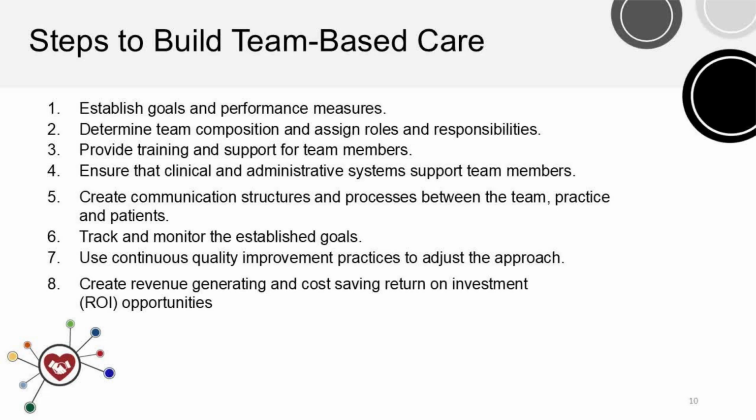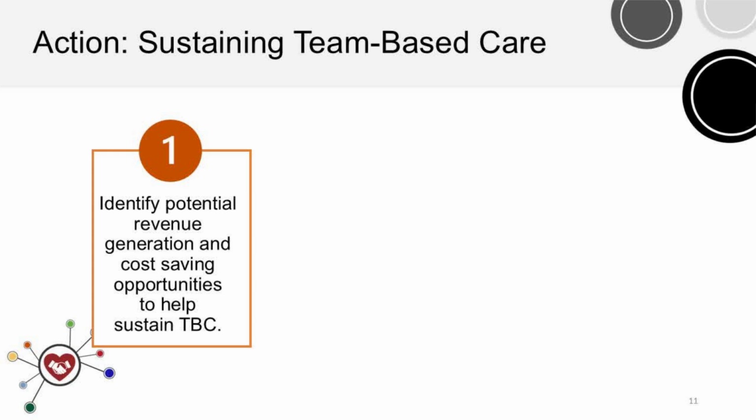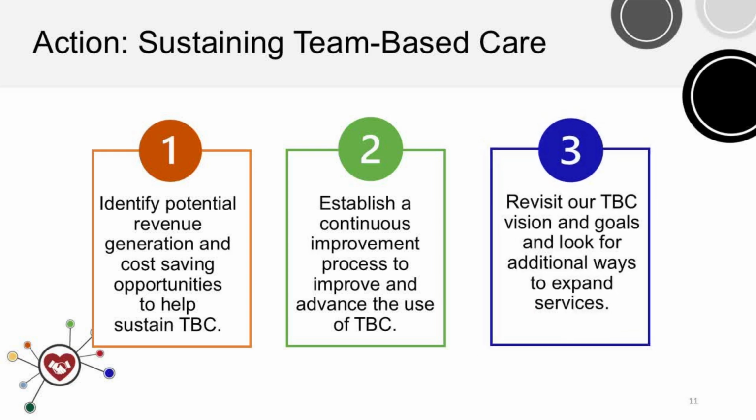In our Sustaining Team-Based Care segment, we began tracking and monitoring our performance measures to determine if the changes we made had the effects we wanted. We identified revenue and cost-saving opportunities to help sustain our new model of care, and we reviewed how to use continuous quality improvement to improve the efficiency and effectiveness of our services. These were the calls to action from this segment. Identify revenue generation and cost-saving opportunities to help sustain team-based care. Establish a continuous improvement process to improve and advance the use of team-based care. And revisit our original goals and look for additional ways to expand our services.